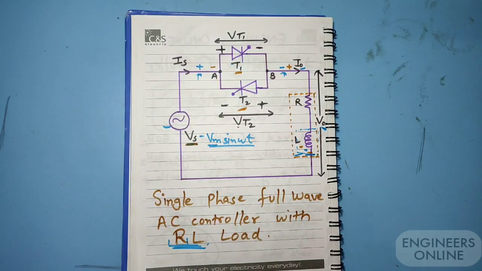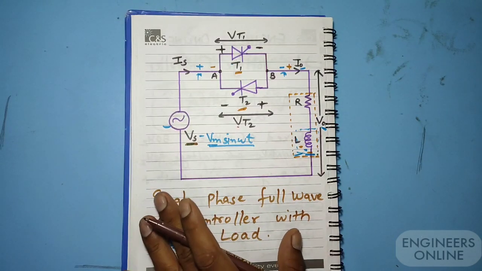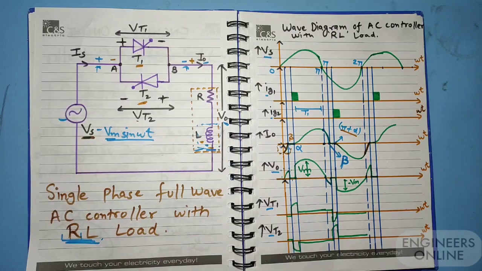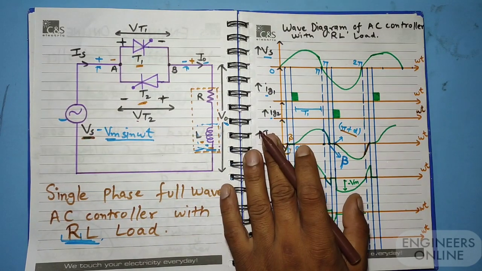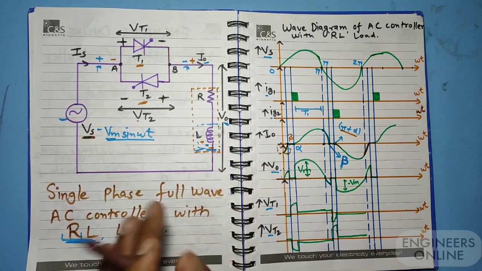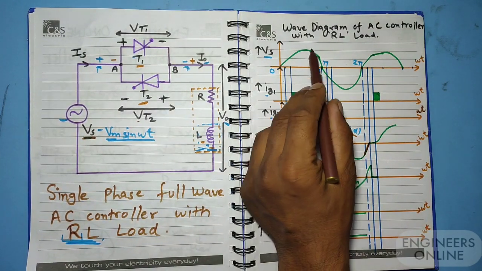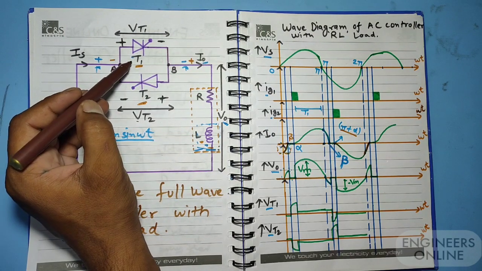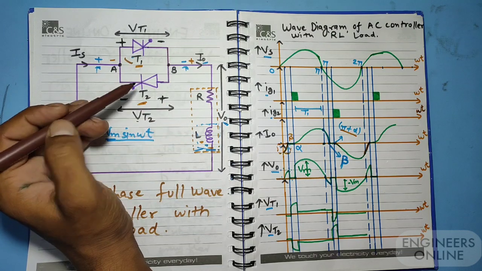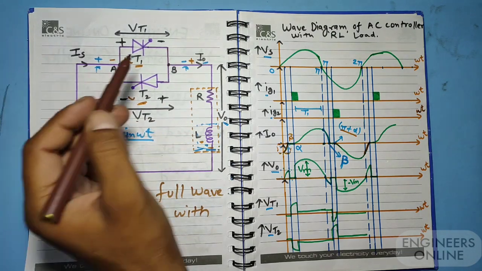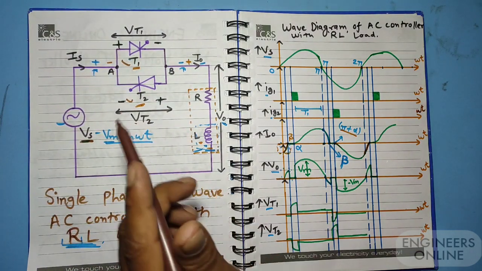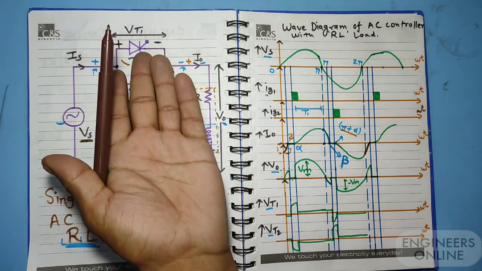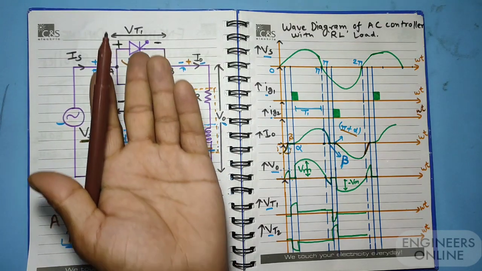Now let's jump to the wave diagram for this controller circuit so that you can easily understand how it works. So this is the wave diagram for this controller. Here the source voltage is Vs, this is Ig1, and this is Ig2. Ig1 is the gate current for thyristor T1 and Ig2 is the gate current for thyristor T2. As we know, thyristors need a triggering pulse so that they can start to conduct. Without triggering there will be no conduction in these thyristors.